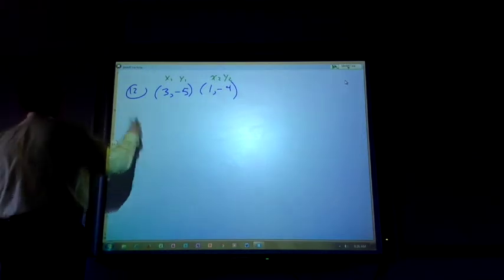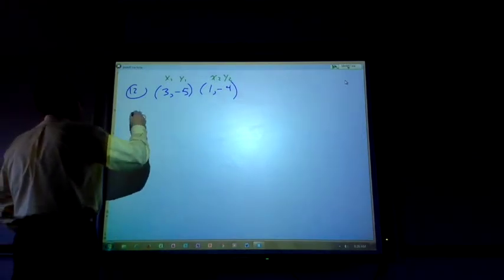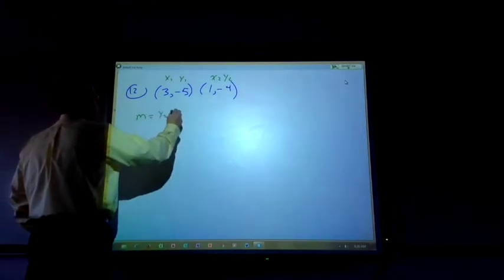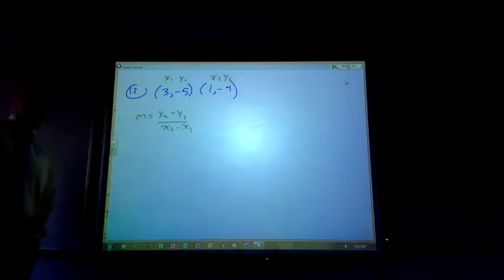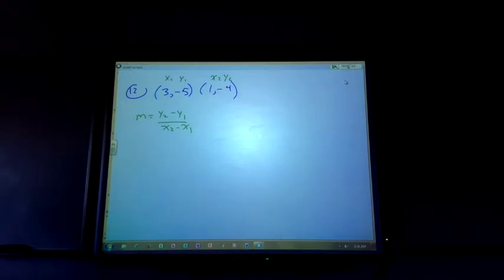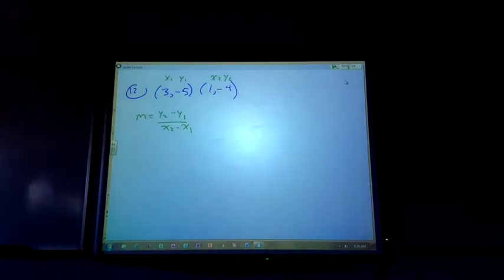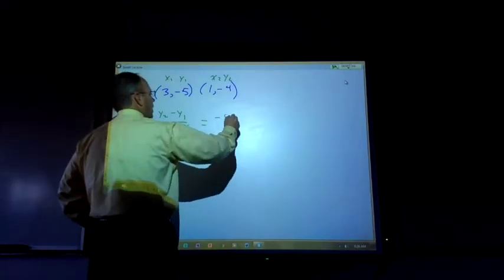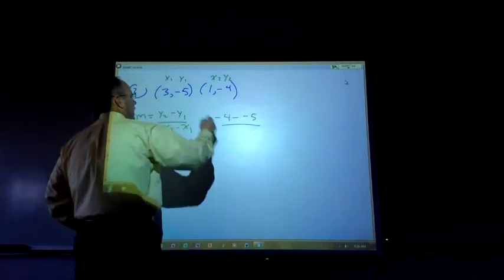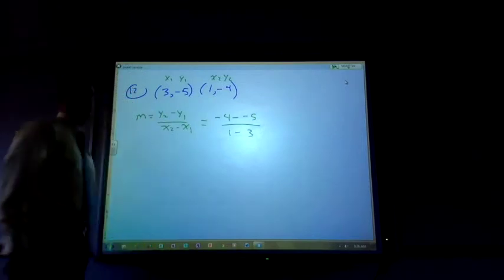All right. So finding the slopes, first thing you want to do: slope equation again. I'm writing it down because I need you to know it. If you're not writing it down, you need to start the habit of doing it. Let's plug in what we know. So I have -4 minus -5, then I have 1 minus 3. Does everyone feel comfortable with how you did that?